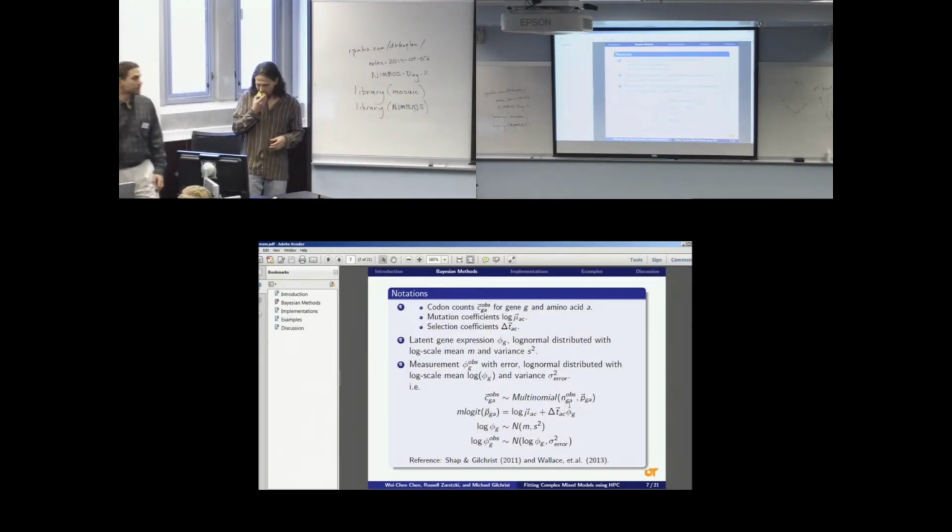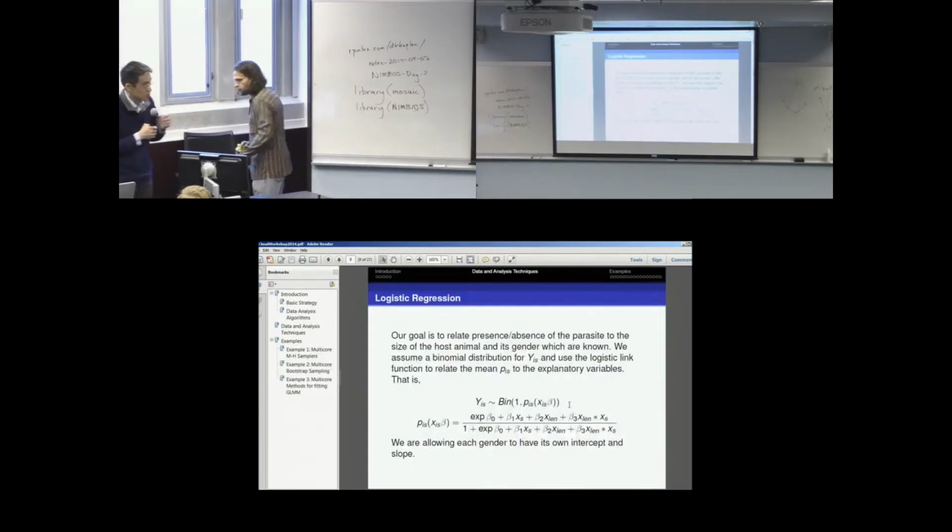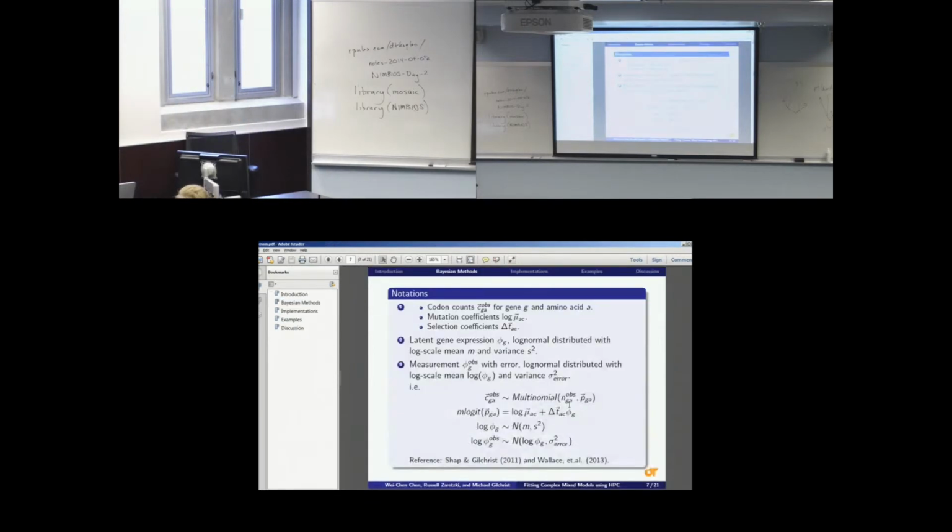Thanks for the introduction. Yesterday, Ross talked about logistic regression. Actually, the model is very similar to this one, just a different formula. So the underlying model from the Wallace paper looks like this.